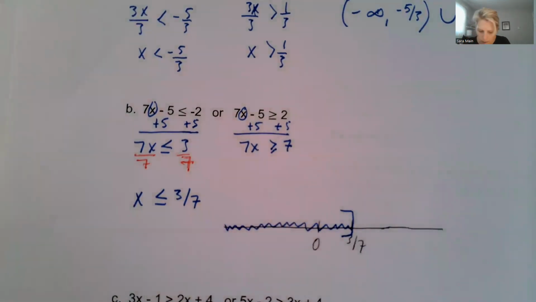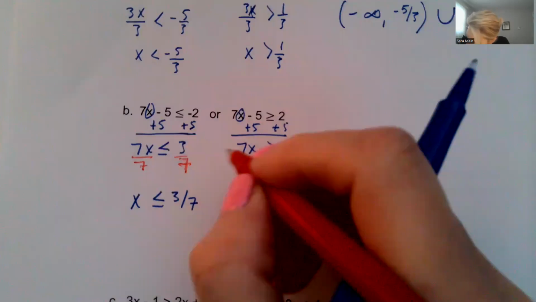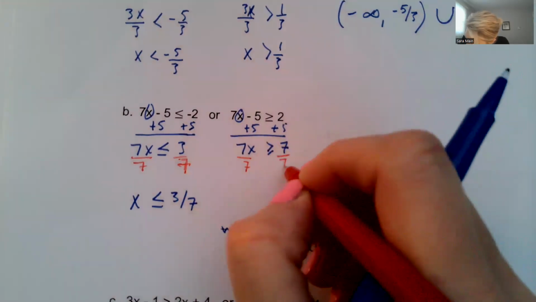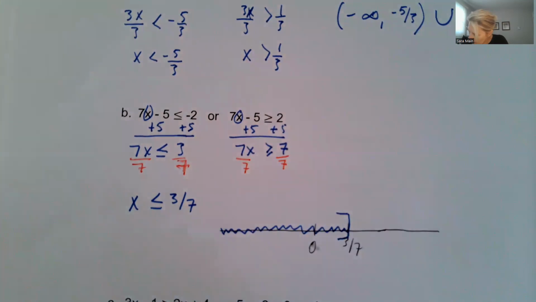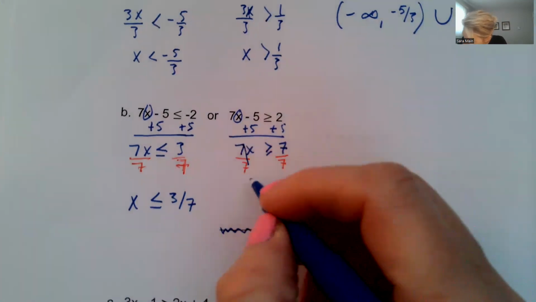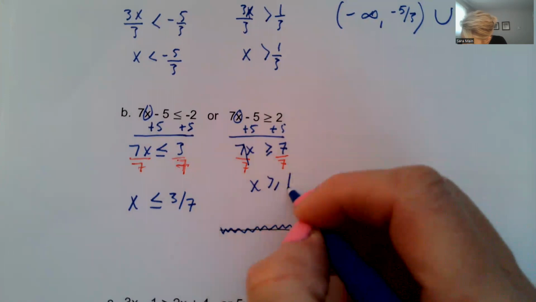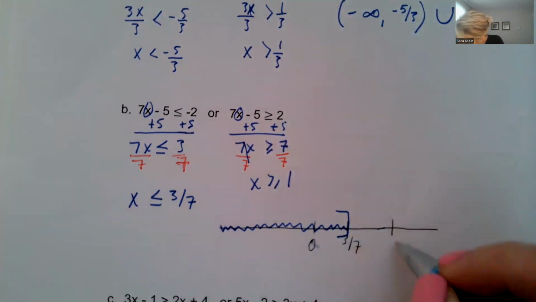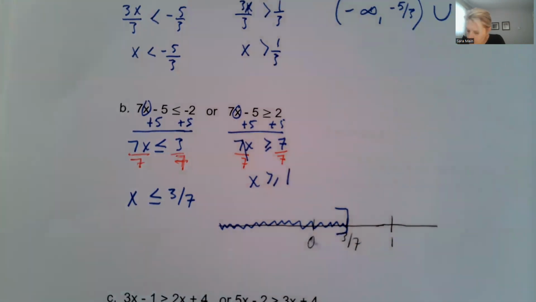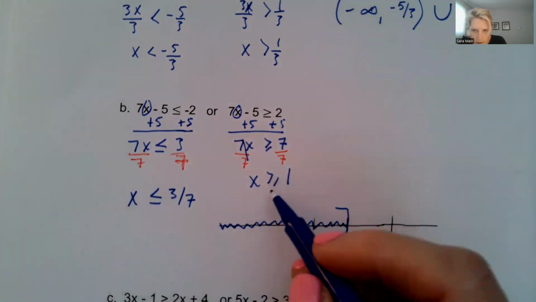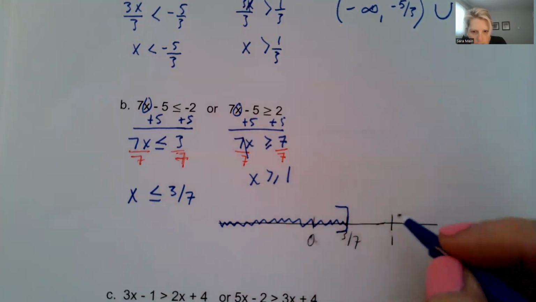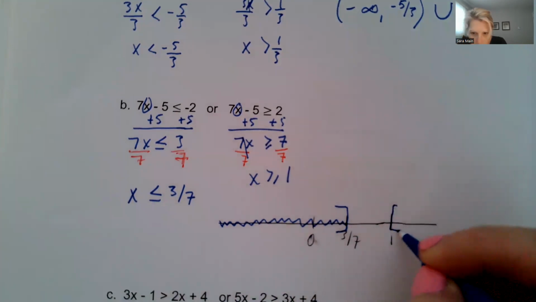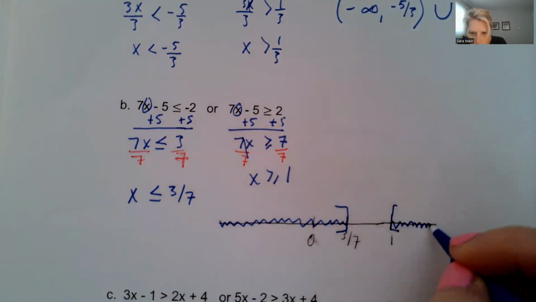And then on the second inequality, we're also going to divide by 7 to solve. And that leaves us with x is greater than or equal to 1. And 1 is over here on the number line. And it is a greater than or equal to, so again, we're going to include the 1, so it gets a bracket, and we're going to shade to the right.